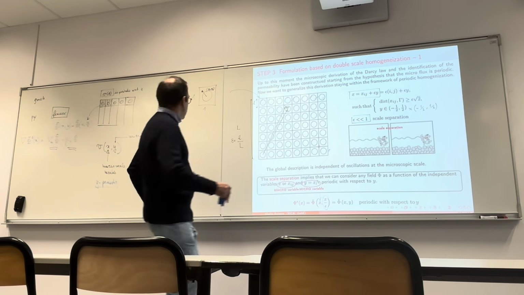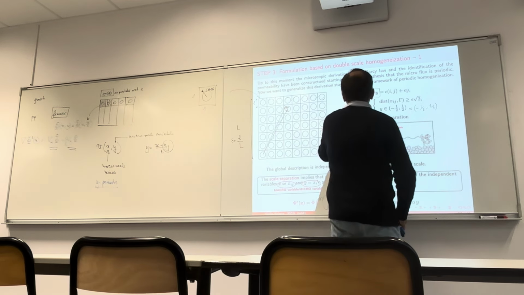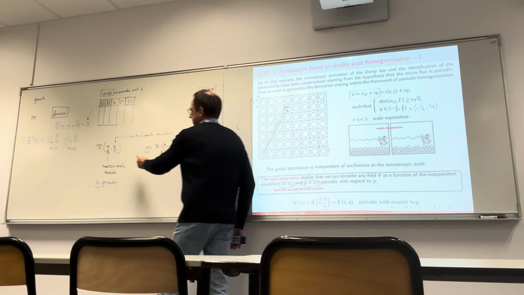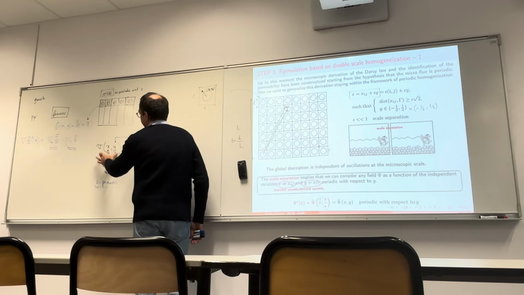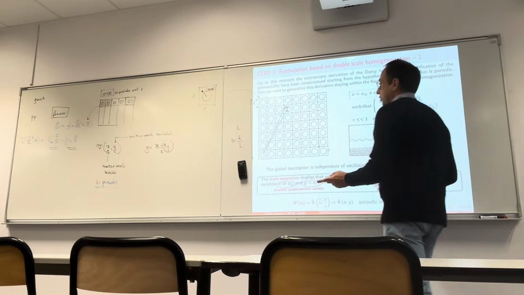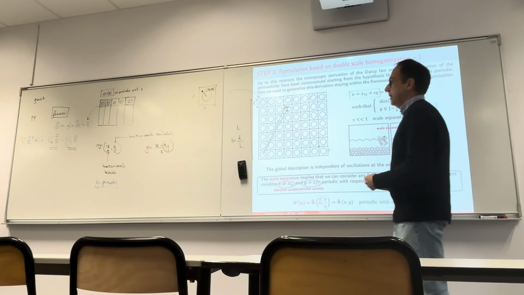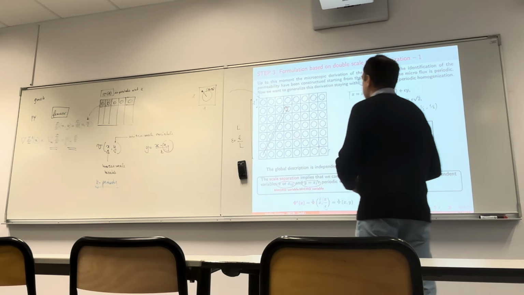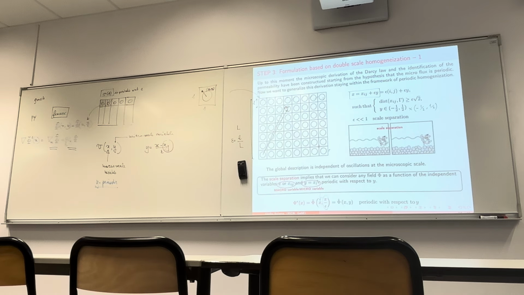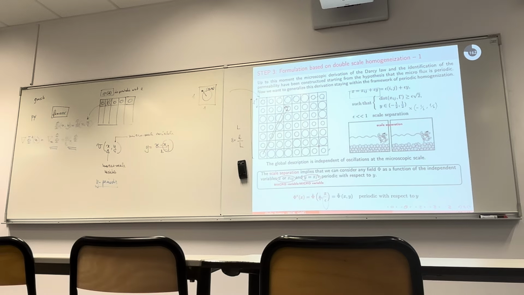So this is the starting point. This with a field V which is y periodic. So it's a function of x and y. x remains the macroscopic variable. y will be the microscale variable, and the function is periodic with respect to y.